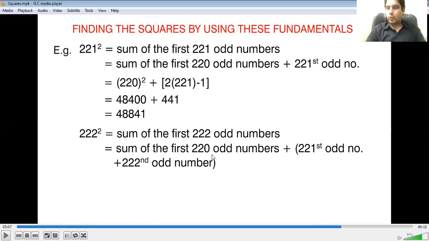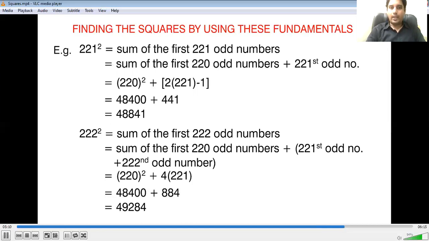And the sum of the first 220 odd numbers again will be 220 square. Hence our next step is 220 square plus 4 times 221. So our answer would be 48400 plus 884, which is equal to 49284. Now, once you practice this, you can avoid the first 2-3 steps.